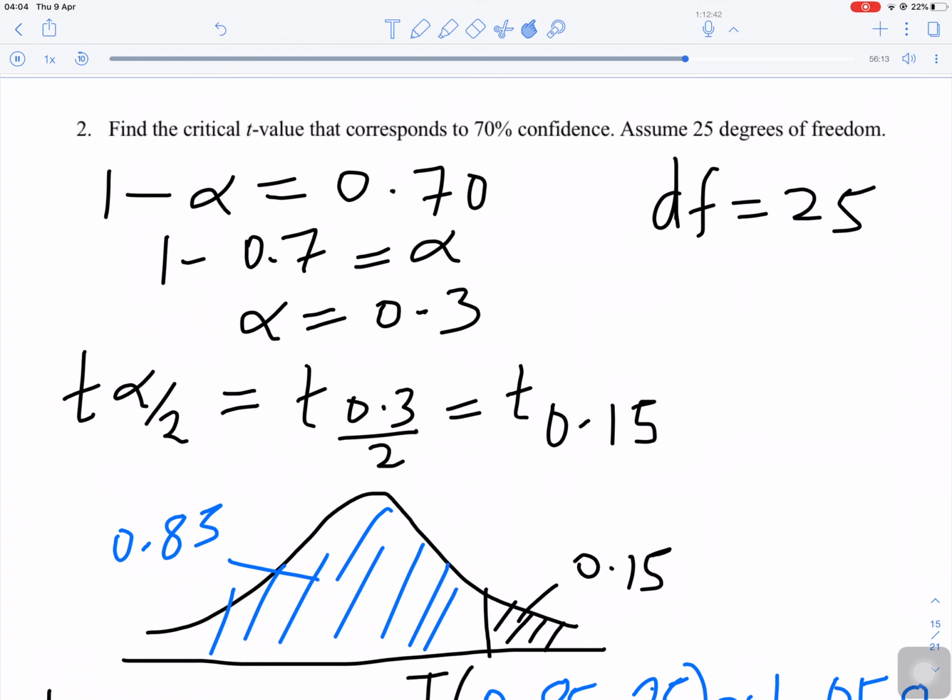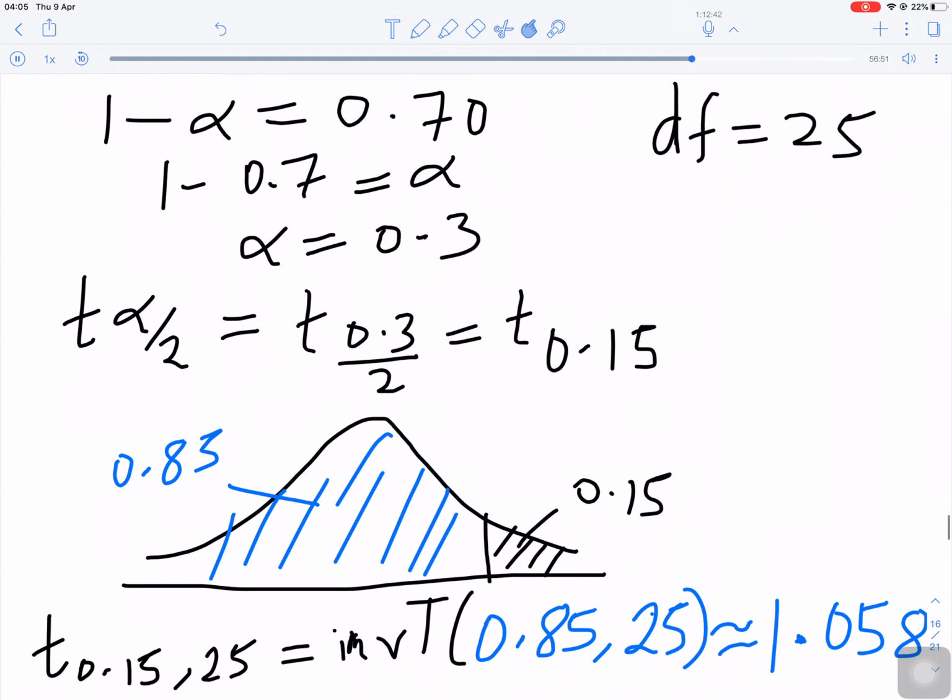Now, from section 9.1, we know that there is a relationship between alpha and the level of confidence, and that is 1 minus alpha equals the level of confidence. In this case, 70%, 0.7. So solving for alpha becomes 0.3. And our critical value, how do we find that? Critical value is t subscript alpha over 2, taking into consideration the degree of freedom. Alpha over 2 being 0.3 over 2 gives us 0.15. So we look for t subscript 0.15 with a degree of freedom of 25.